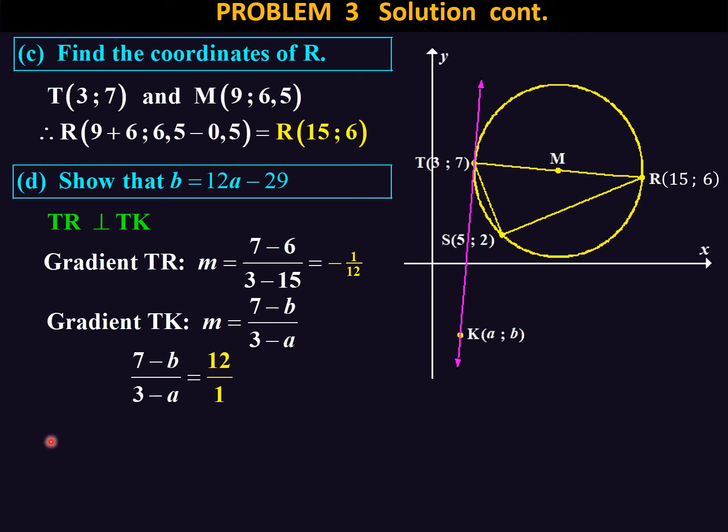Then we can cross multiply. Then I get that. And because they want B the subject, if I make B the subject of the formula, let's first expand that. 36 minus 12A, and make B the subject, and there's B equal to 12A minus 29, right? So I can see, to work out this, where's this B? This B is on the tangent, so I need the tangent to solve that, right? And then we can see tangent. How do I find the tangent's equation? I can use the gradient of the radius.